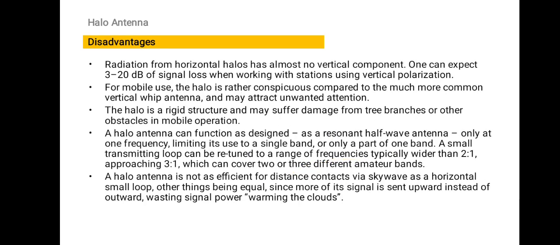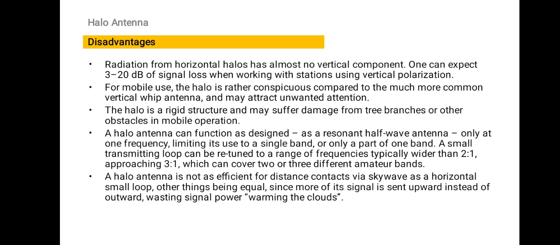Disadvantages: radiation from horizontal halos has almost no vertical component. One can expect 3 to 20 decibels of signal loss when working with a station using vertical polarization. For mobile use, the halo is rather conspicuous compared to the much more common vertical whip antenna and may attract unwanted attention. The halo is a grid structure and may suffer damage from tree branches or other obstacles in mobile operation.